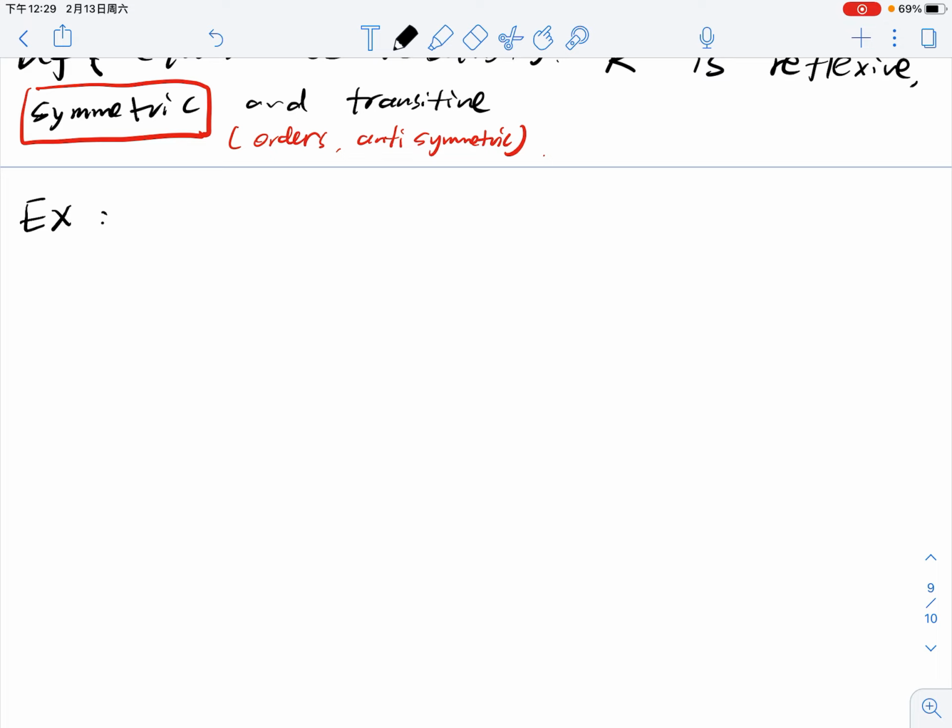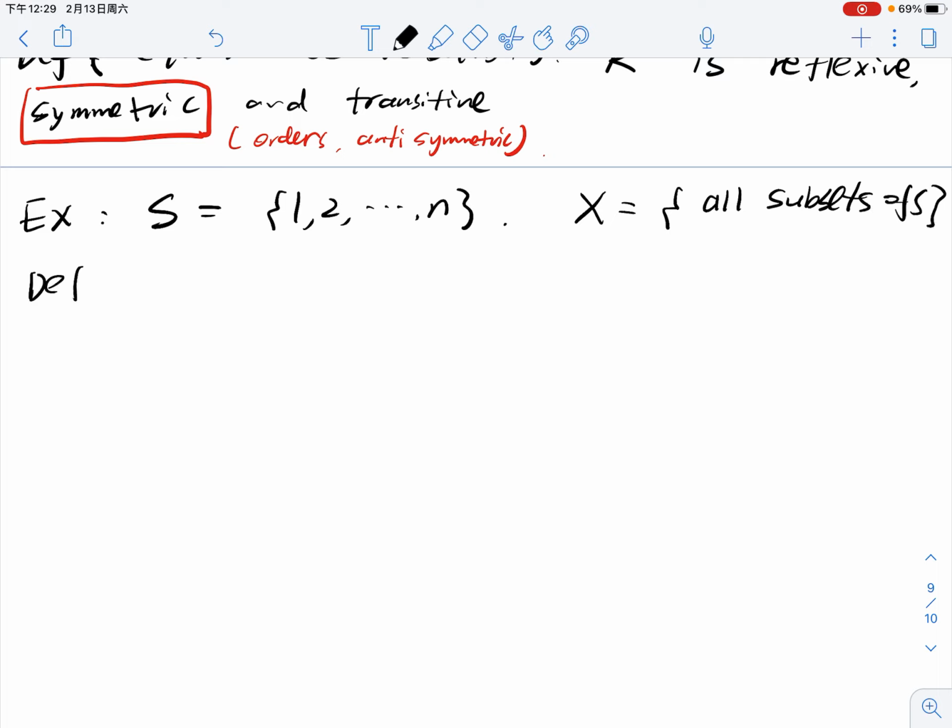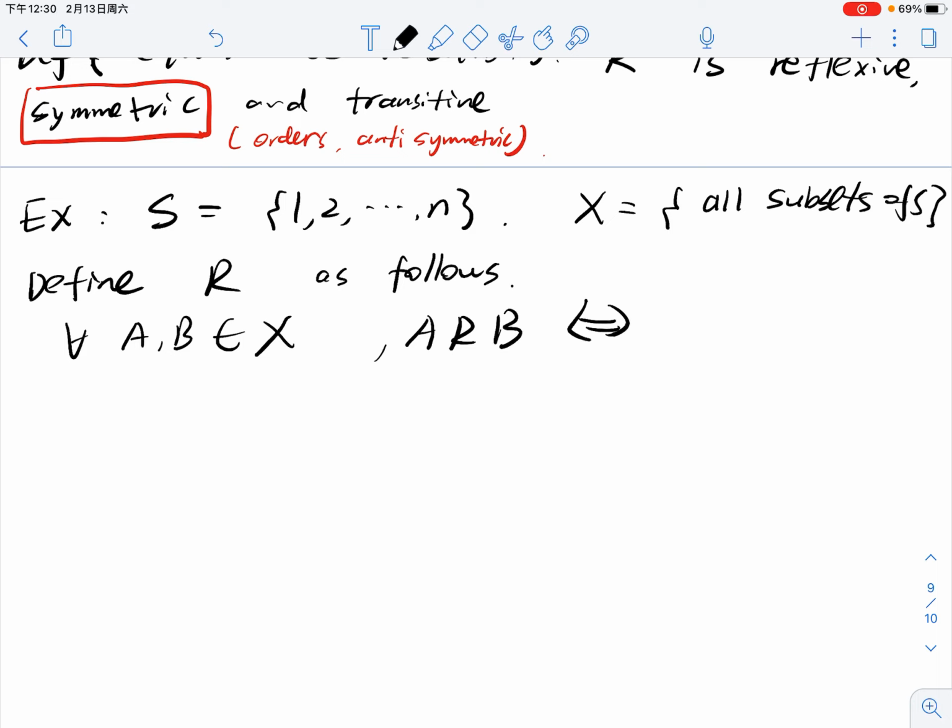Okay, look at the example. Suppose you have a set of n elements, and X is all the subsets. Then we can define a relation R as follows: for all subsets A and B of X, A R B if and only if they have the same cardinality.